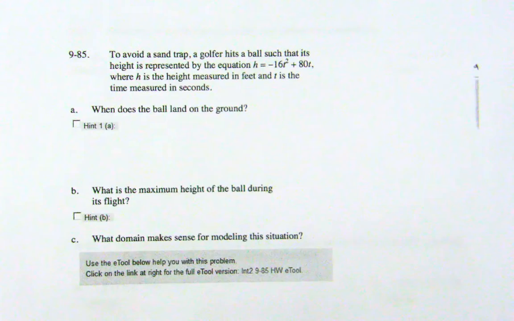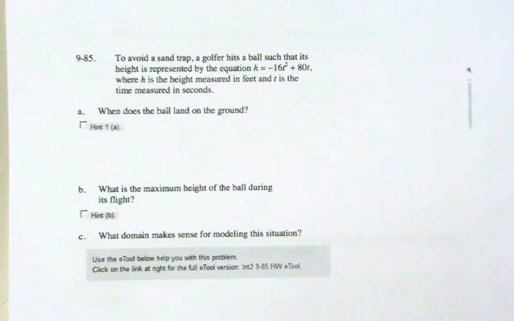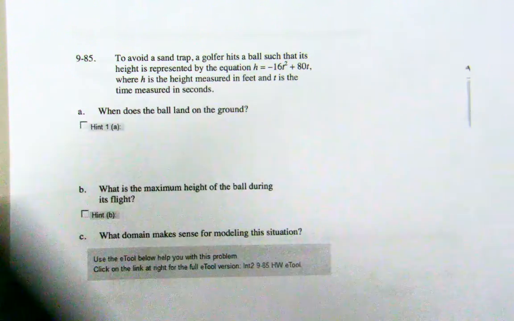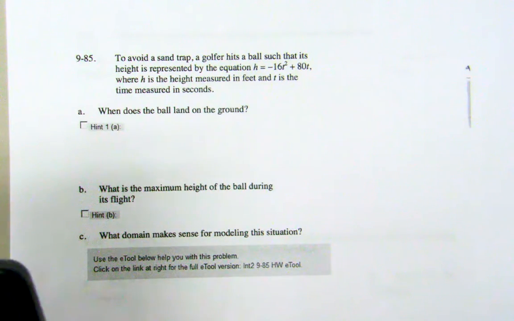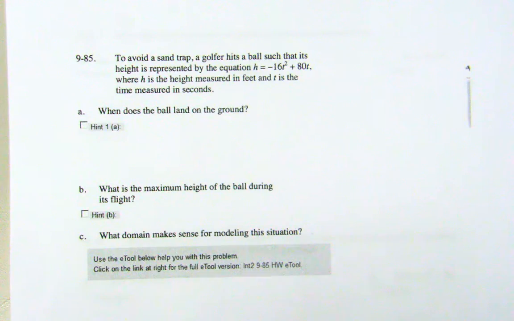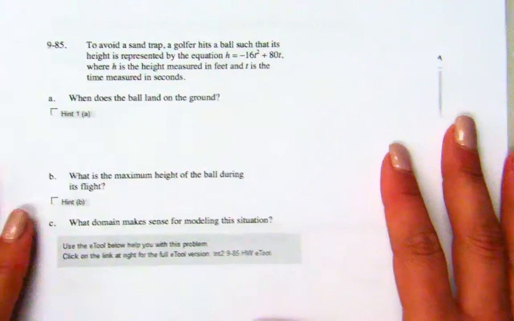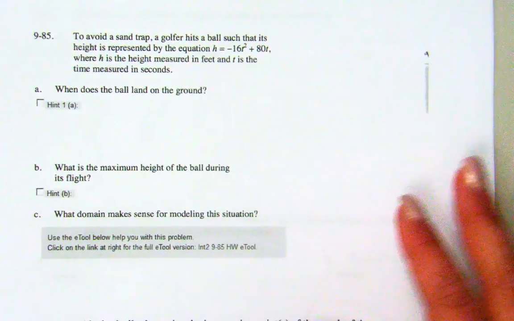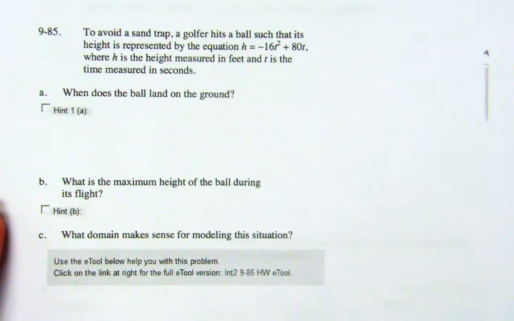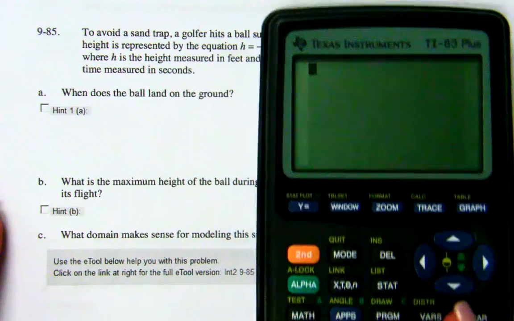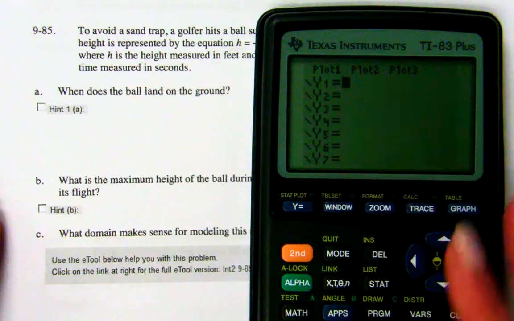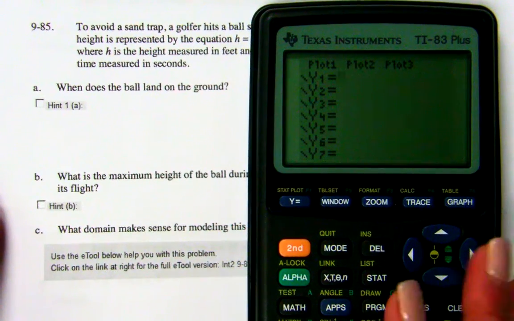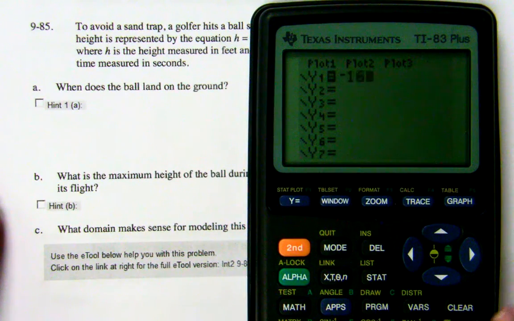It says to avoid a sand trap, a golfer hits a ball such that its height is represented by the equation h equals negative 16t squared plus 80t, where h is the height measured in feet and t is the time measured in seconds. Okay, so right away, my biggest inclination is to want to see what this is going to look like when I graph it, because I want to make sure that I'm doing this correctly, but I'm just kind of curious. What is this going to look like when you graph it?